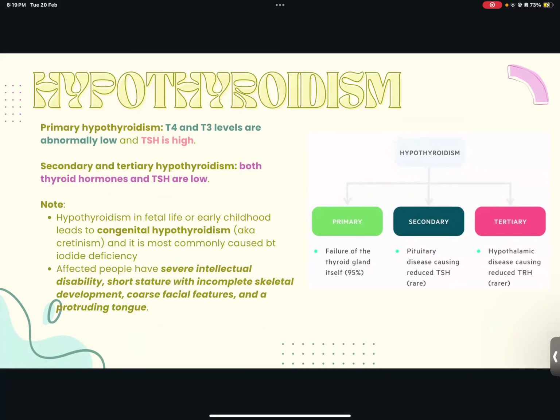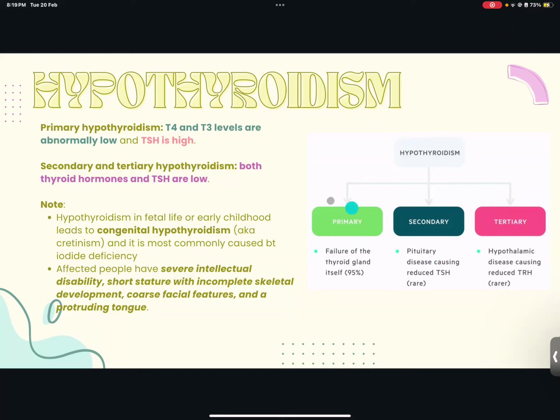Now let's talk about hypothyroidism. Hypothyroidism has three types: primary, secondary, and tertiary. Primary hypothyroidism is caused by the thyroid gland itself failing, and this is the most common kind of hypothyroidism. Then you have secondary hypothyroidism, which is when the pituitary causes reduced TSH. So the pituitary is not stimulating the thyroid gland, but the thyroid gland itself is intact. Now the final type is tertiary, where the problem is in the hypothalamus. So the hypothalamus is not stimulating the pituitary, so it's unable to stimulate the thyroid gland.